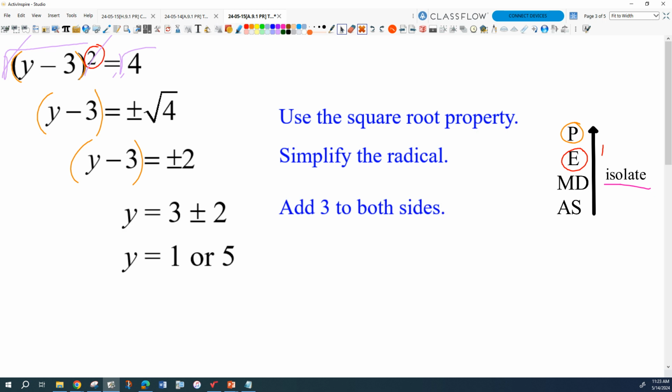Okay, and notice where we put the 3. When we add the 3, we always want to put the number that's being added or subtracted in front of the plus or minus. Okay, so I get 3 plus or minus 2. Well, 3 plus 2 is 5. 3 minus 2 is 1. Okay, make sense? Getting the hang of it?